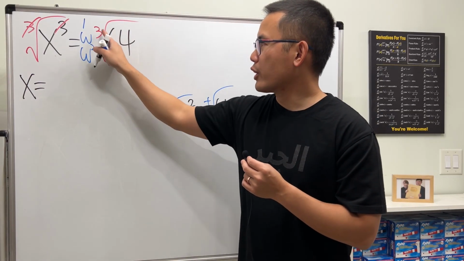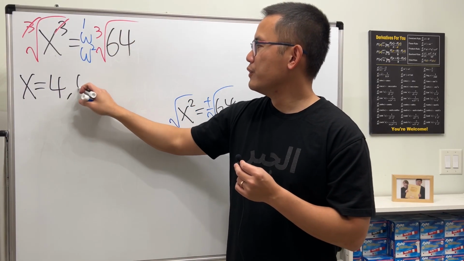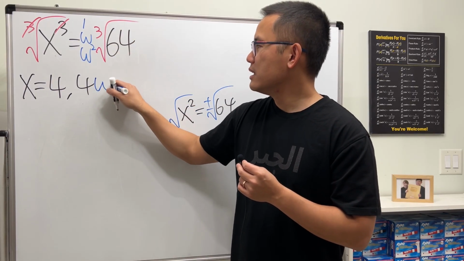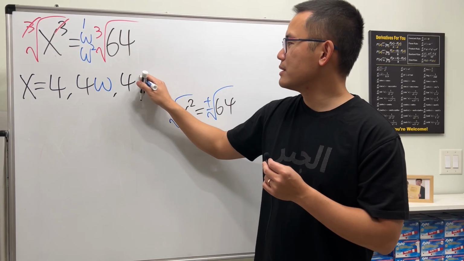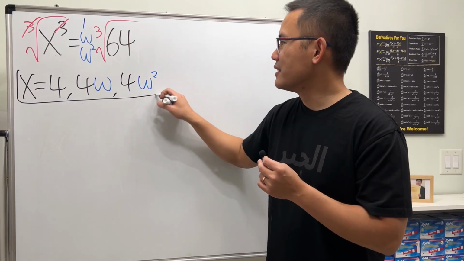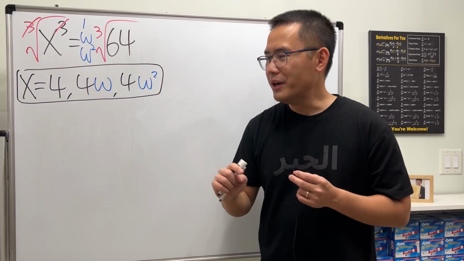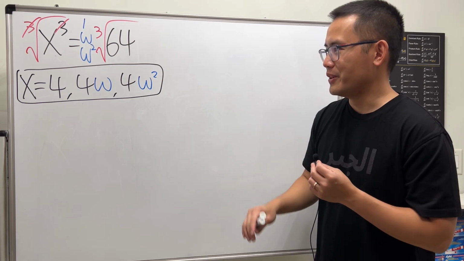The first one is the cube root of 64, which is 4. The next one is 4 times omega. And the next one is 4 times omega squared. And these 3 are the answers for this equation. One of them is real, and in fact 2 of them are not real.